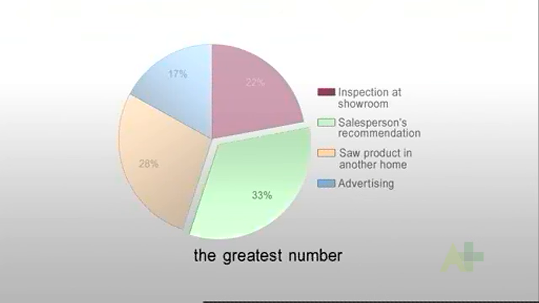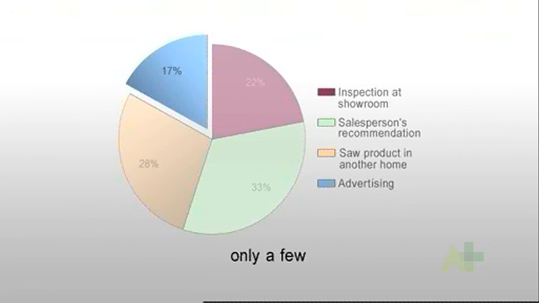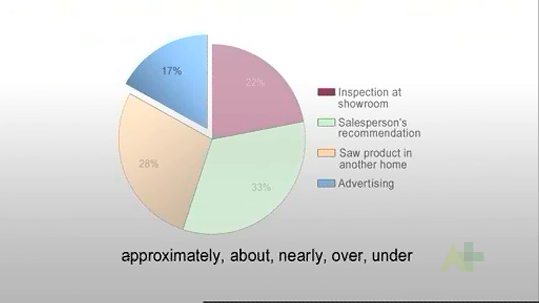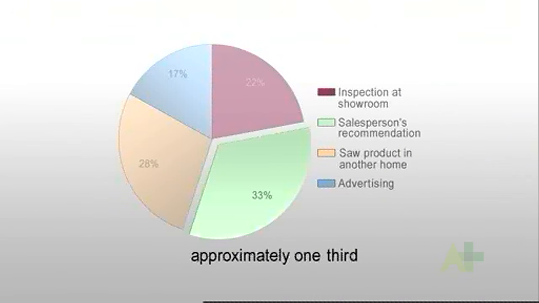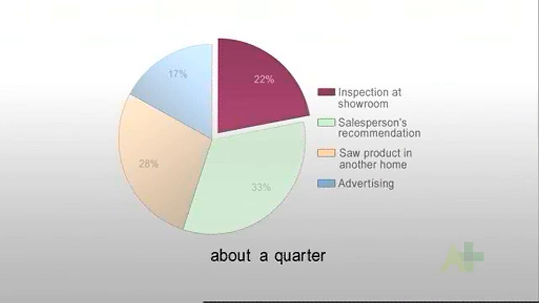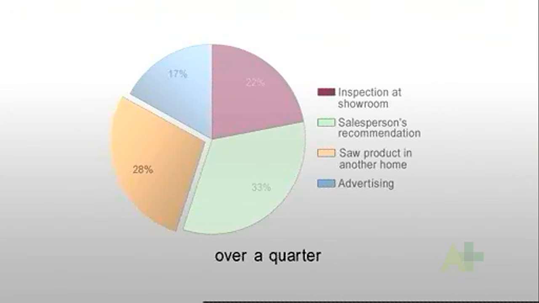The greatest number of people went by the salesperson's recommendation. We could say only a few relied on advertising. And we can use words like approximately, about, nearly, over, and under. Approximately 1/3, about a quarter, over a quarter, under a third.